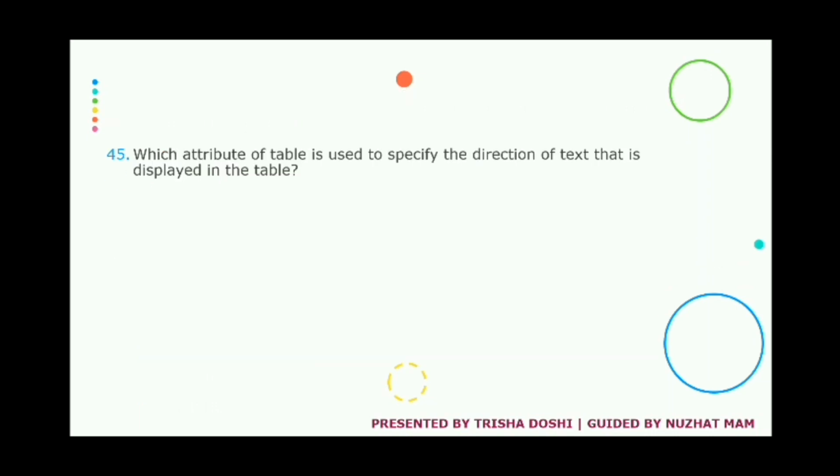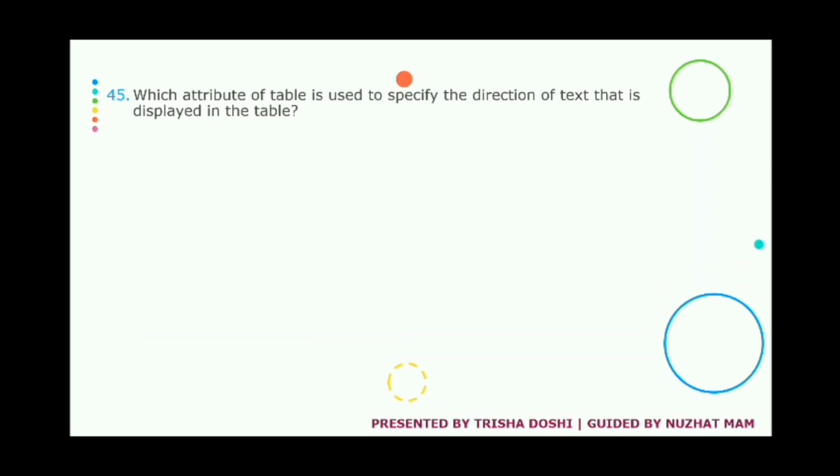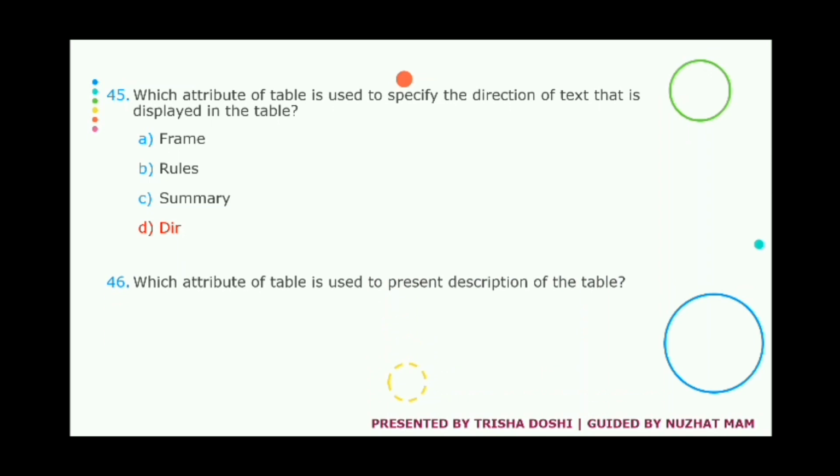Cell spacing. Question 45. Which attribute of table is used to specify the direction of text that is displayed in the table? A. Frame, B. rules, C. summary, D. dir. The correct answer is D. dir. Question 46. Which attribute of table is used to present description of table? A. Frame, B. rules, C. summary, D. dir. The correct answer is C.